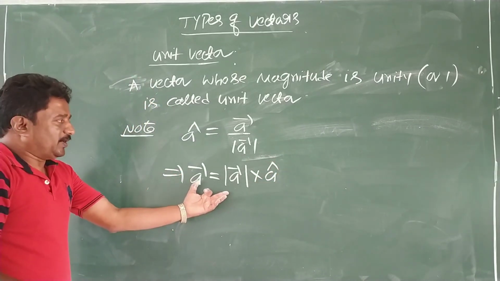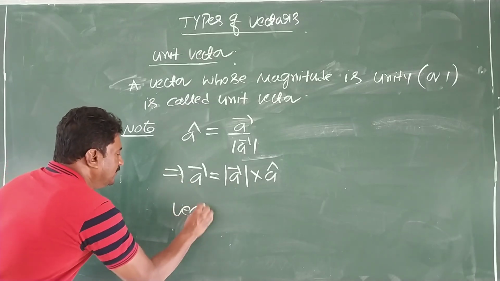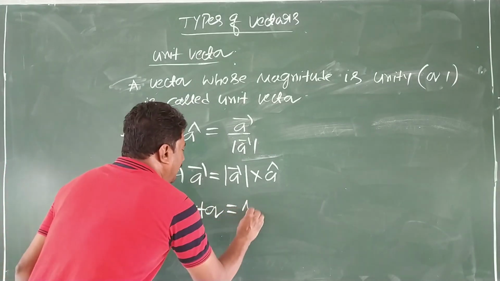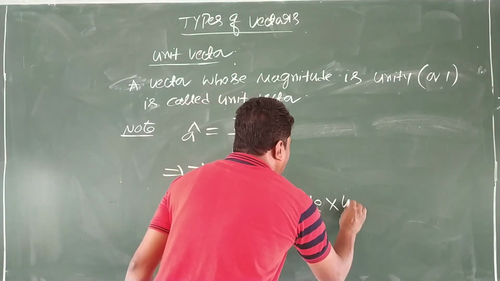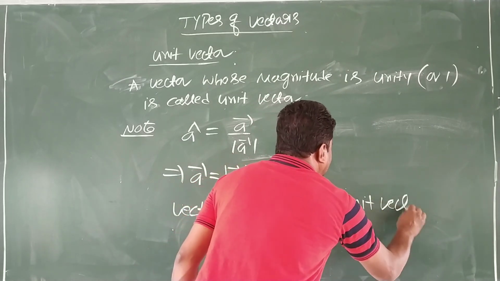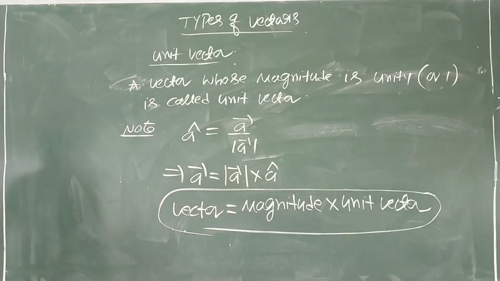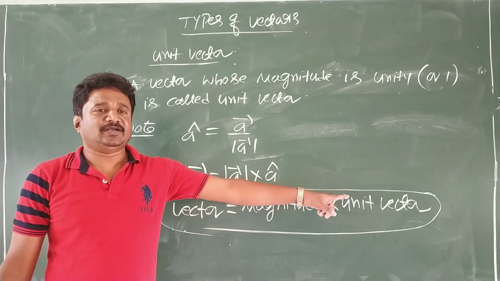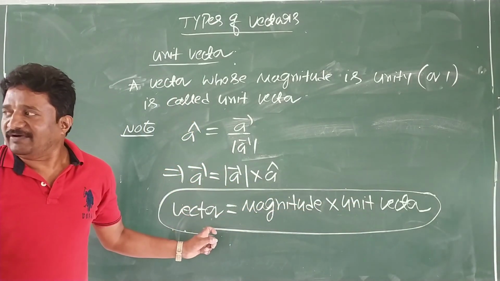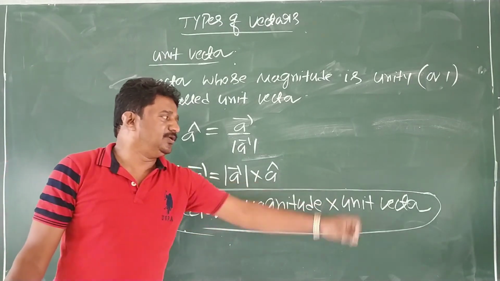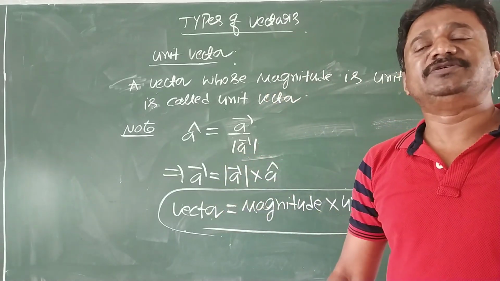From this I will write one useful definition. Any vector is equal to magnitude into unit vector. This definition is so important, students. So define vector: vector means magnitude into unit vector. A general vector is always equal to magnitude into unit vector. So okay students, in this class we shall stop. The remaining we shall discuss in the next class.